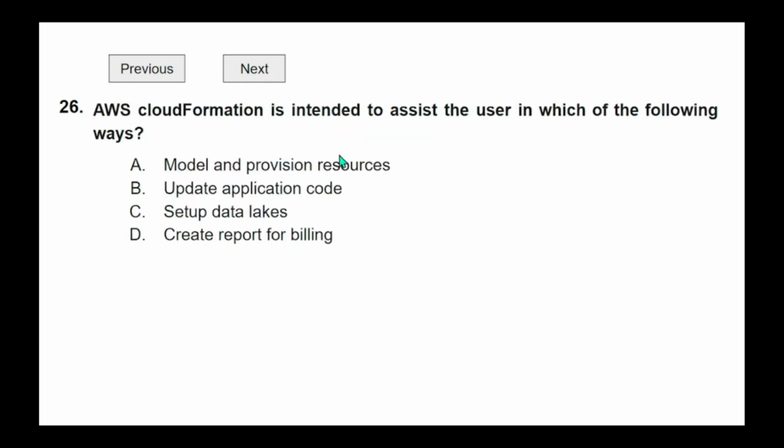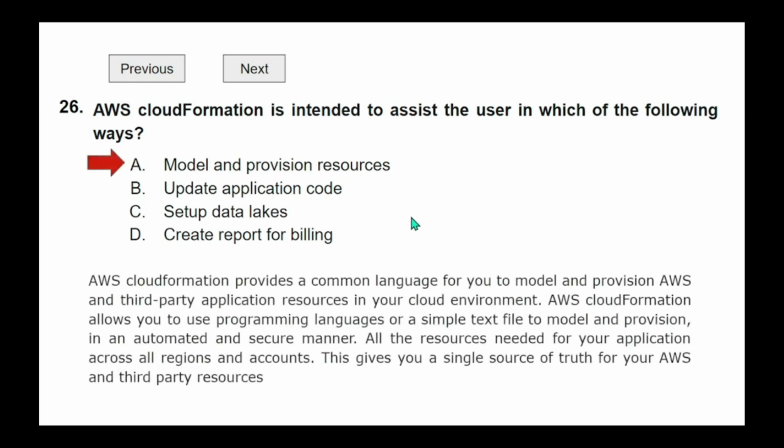Question 26. AWS CloudFormation is intended to assist the user in which of the following ways? Option A, model and provision resources. Option B, update application code. Option C, set up data lakes. Option D, create report for billing. The answer is option A, model and provision resources.